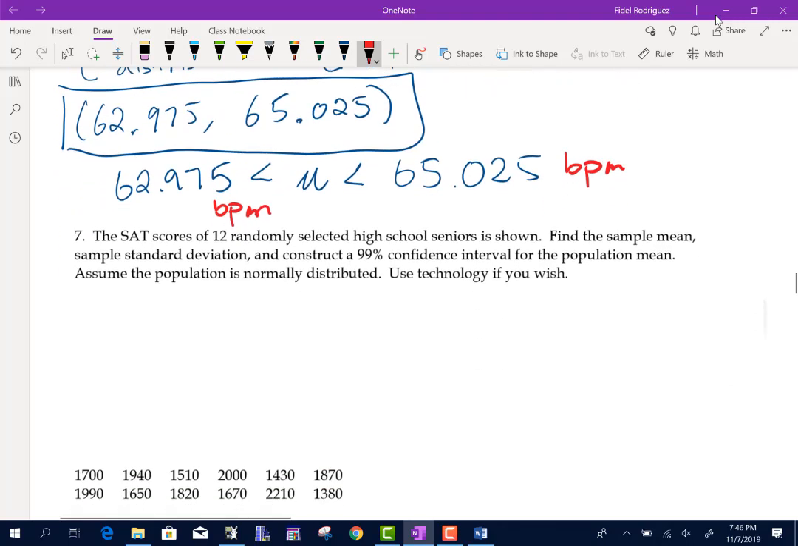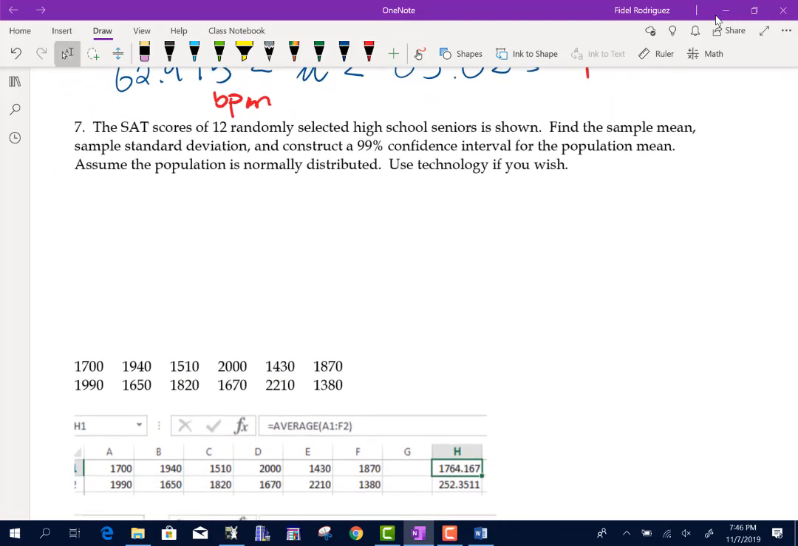So let's take a look here, guys, at number 7. So I think this is the last problem here in 6.2. It says the SAT scores of 12 randomly selected high school seniors is shown. Find the sample mean, the sample standard deviation, and construct a 99% confidence interval for the population mean. Assume the population is normally distributed. Use technology if you wish. I don't know about you, but I wish. Right? Because obviously, look, guys, when we did those last two problems, weren't they really, in essence, very easy to do? Once we know which test we're going to use, it's pretty simple to actually do the test, okay?